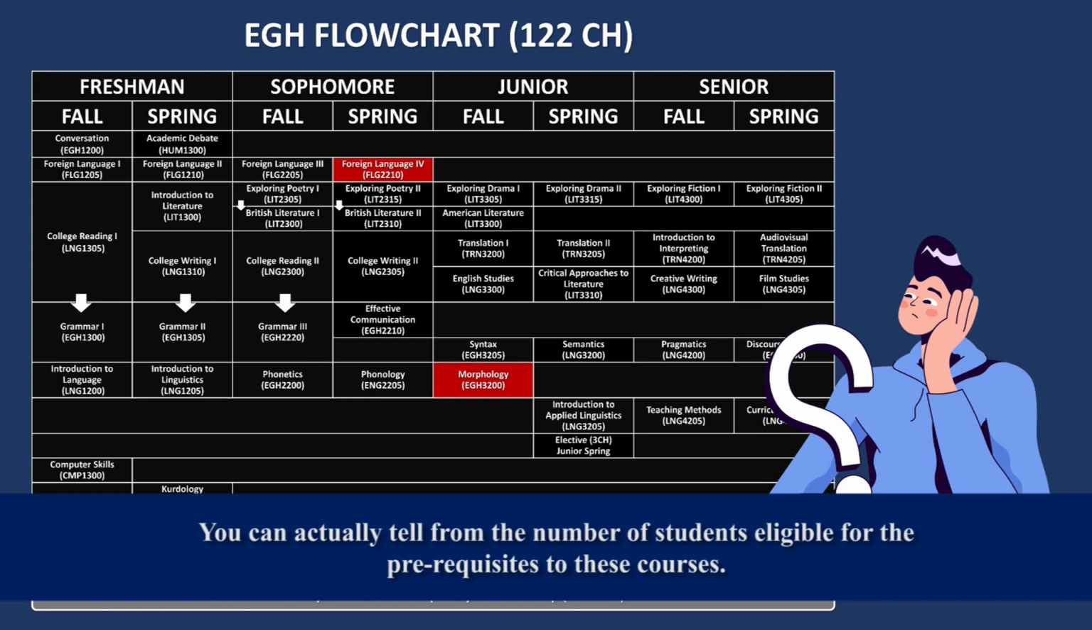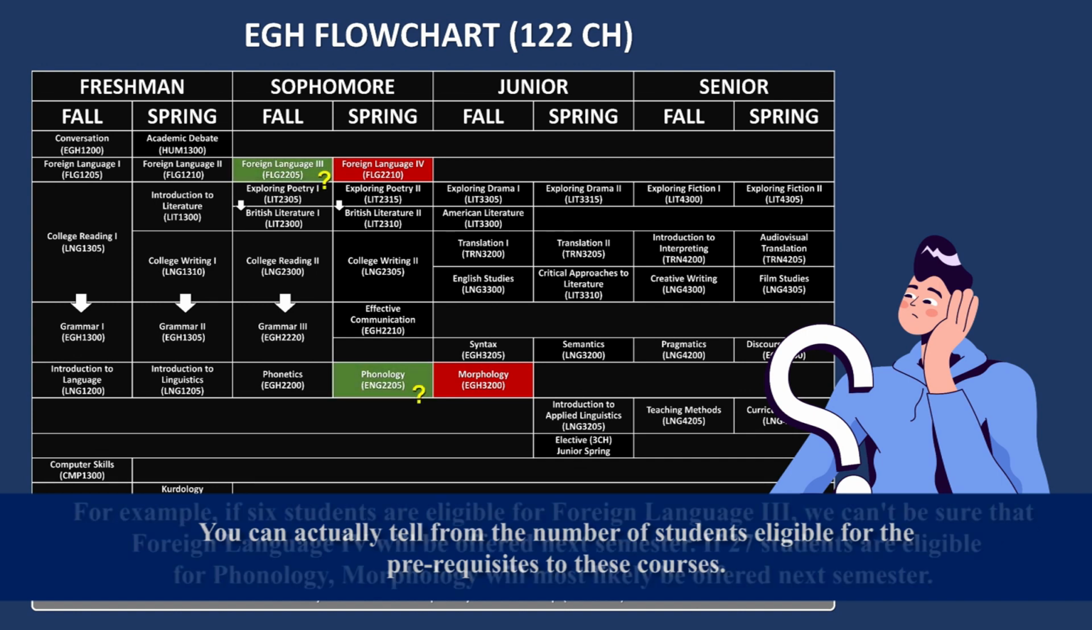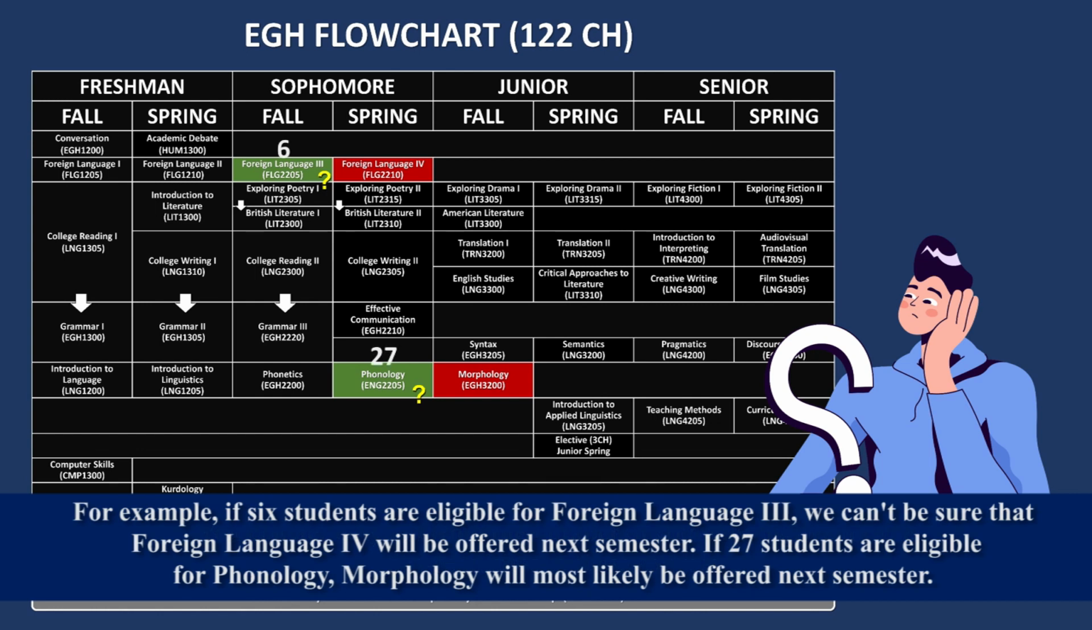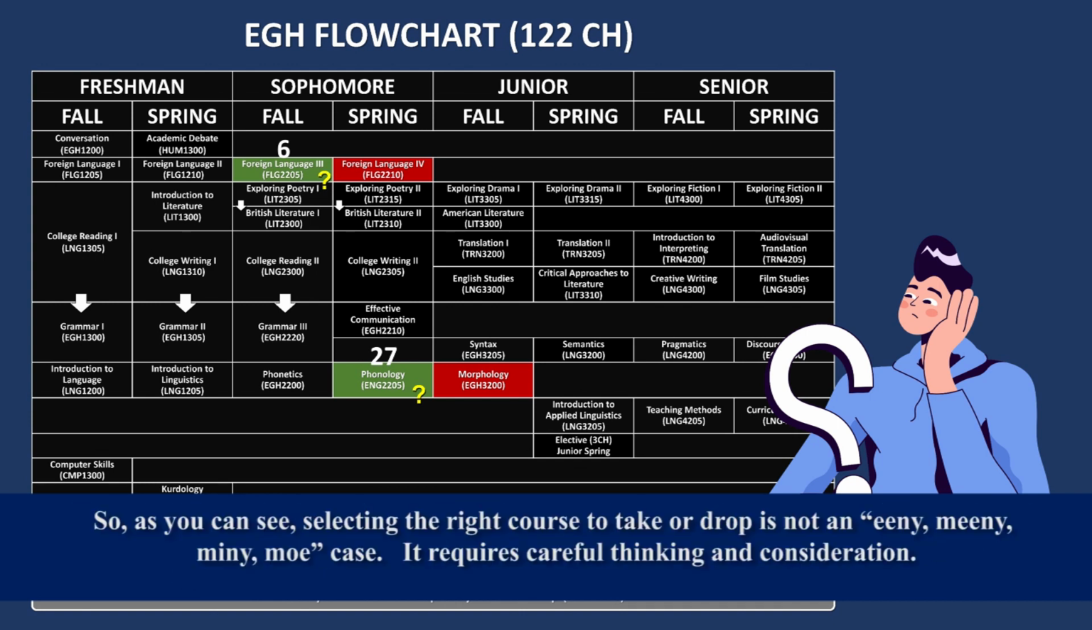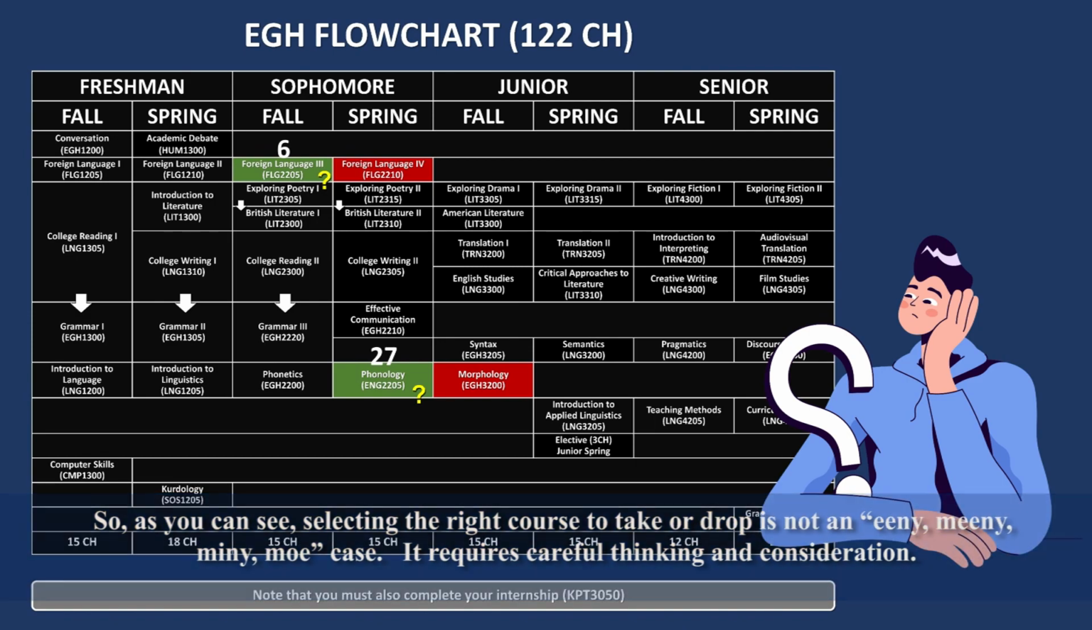You can actually tell from the number of students eligible for the prerequisites to these courses. For example, if 6 students are eligible for Foreign Language 3, we can't be sure that Foreign Language 4 will be offered next semester. If 27 students are eligible for Phonology, then Morphology will most likely be offered next semester. So as you can see, selecting the right course to take or drop is not an eeny, meeny, miny, moe case. It requires careful thinking and consideration.